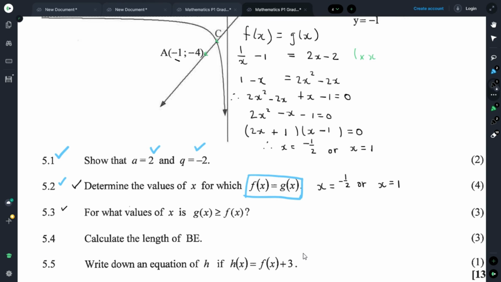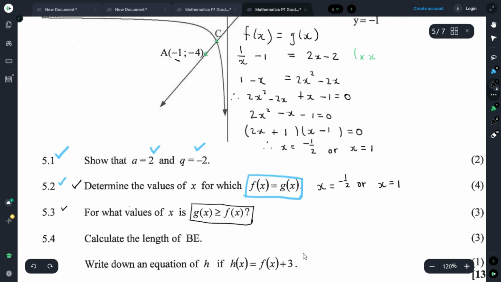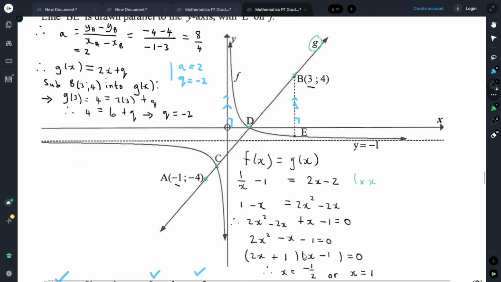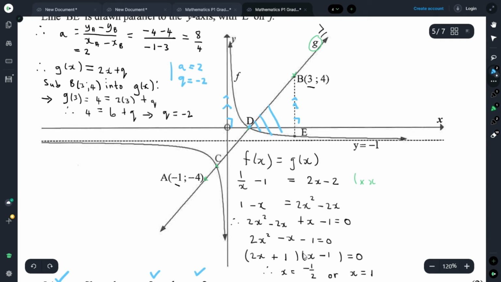So we want values of x for which g of x is greater than or equal to f of x. So g of x has to be above. On the plot, g of x has to be above f of x. So let's look at those regions, and by inspection we can already see g is greater than f in this region, greater than or equal to. G and f are equal to each other at D, but then g is greater than f in this blue region.